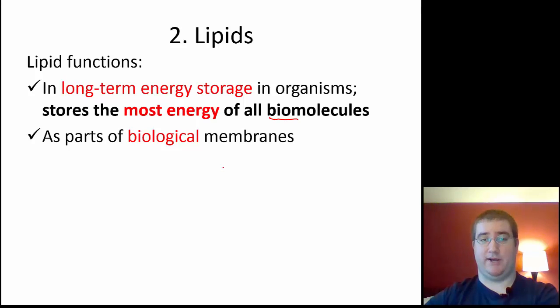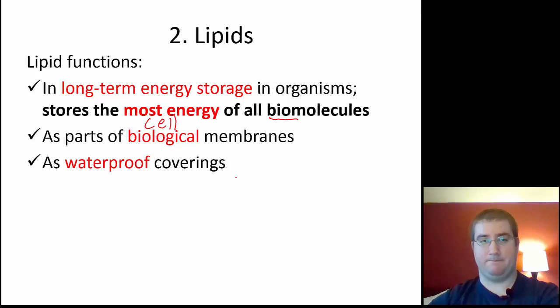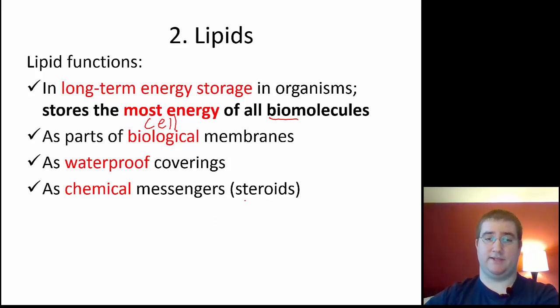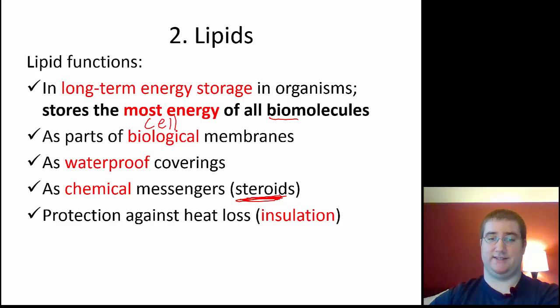It's also found in your biological membranes or your cell membranes. So it's going to form the outside of your cell. It's going to be a waterproof covering. So if you're talking about a leaf or a stem, you want to make sure that water doesn't seep in and mess up the inside. So it actually is going to cover it. It can be a chemical messenger. We mentioned steroids, estrogen, and testosterone, signaling whether to become a female or whether to become a male. Protection against heat loss, insulation. That's why in the Arctic you see animals that are fat, because they're going to use that blubber layer to keep all the heat in.